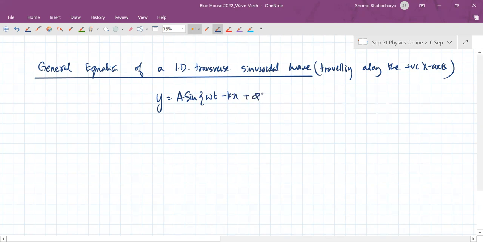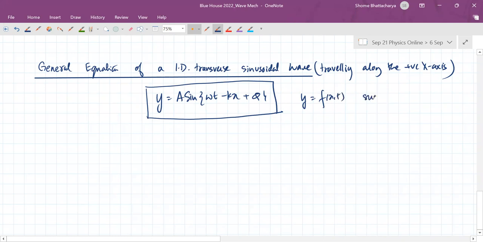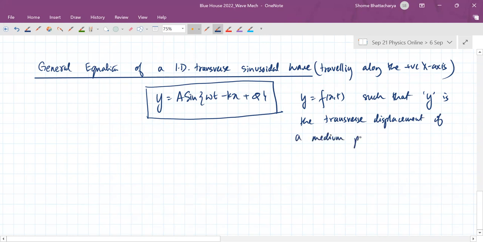We can just add a phase term. So this equation represents y as a function of x and t, such that y is the transverse displacement of a medium particle which is located at the mean position x equal to x at time t equal to t. That is why it is a function of both x and t.